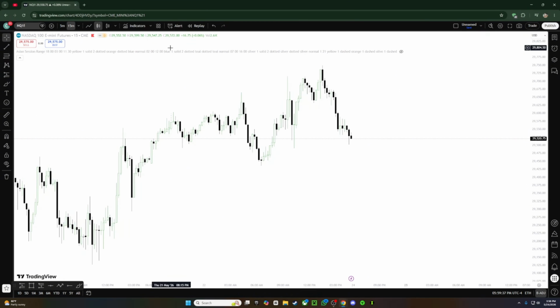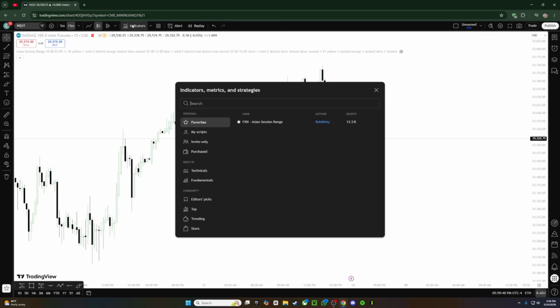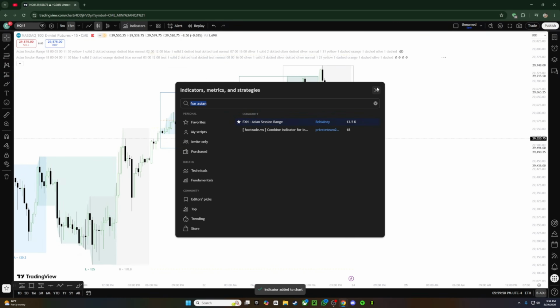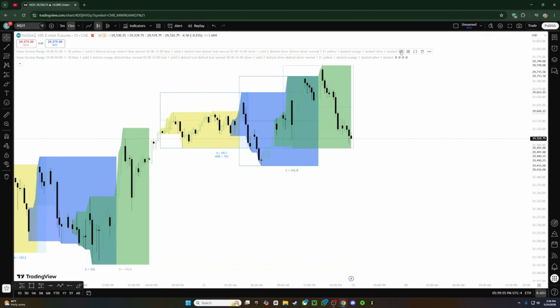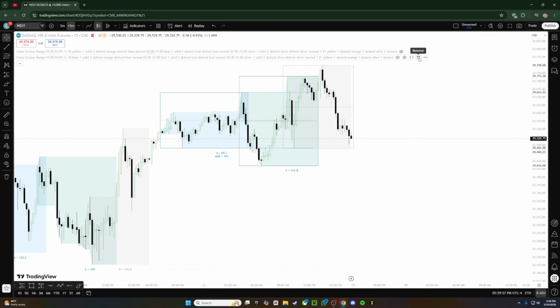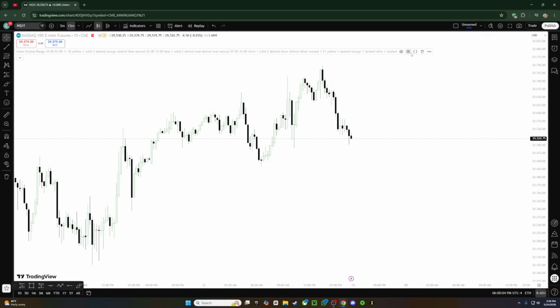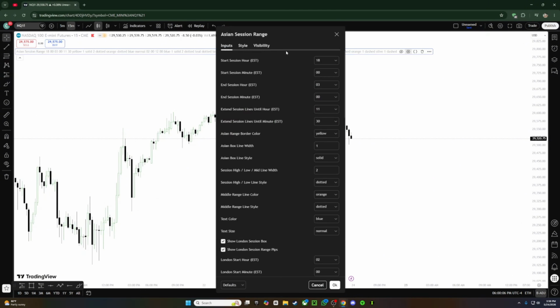Hold on. So first of all, you're on TradingView. You go to indicators and you search up FXN Asian session range. You click it. Now yours is gonna look like this, right? Instead of like this. So what you want to do, I'm just gonna remove it because I already have it. What you're gonna do is click this little setting icon and just copy everything that I have. I'm gonna scroll down slowly. You can pause the video, take screenshots, whatever you have to do.